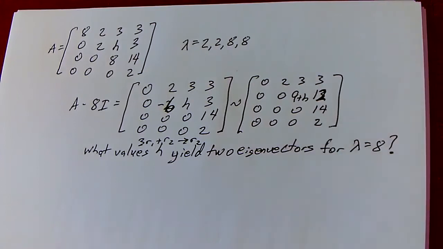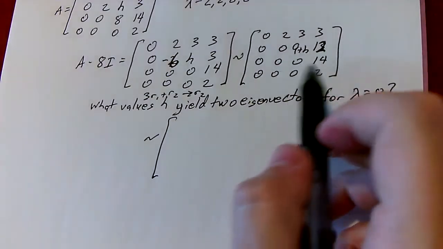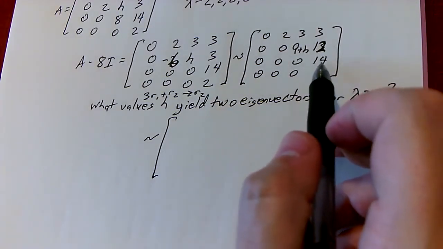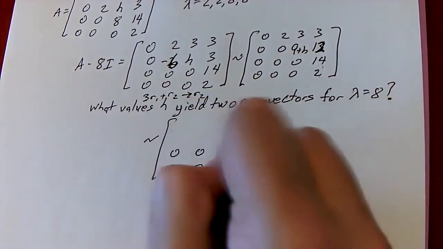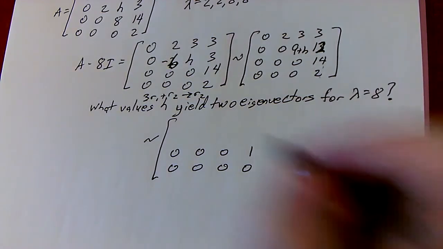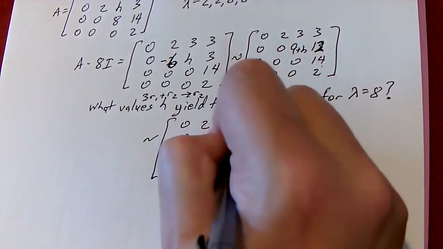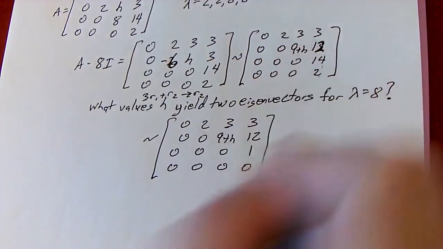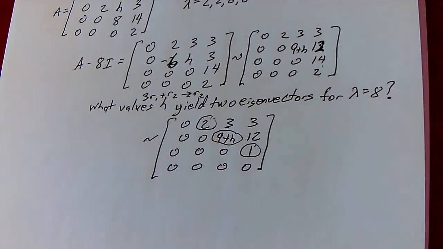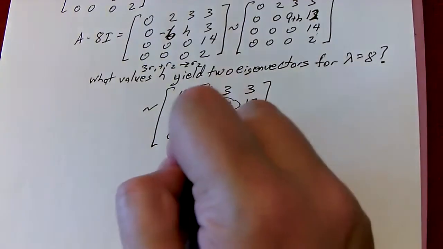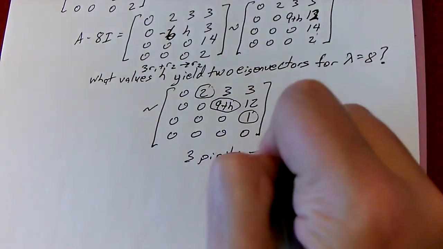Now, these bottom 2 rows are easy to take care of. 14 and 2, I could scale them both to 1, then they're the same. So my bottom 2 rows are going to be 0, 0, 0, 1, 0, 0, 0, 0 when I do those row operations. So let's go back to our top 2 rows. 9 plus h and 12. Right now I have 3 pivots. And if I have 3 pivots, I have 1 eigenvector, because I have a 4x4 system.